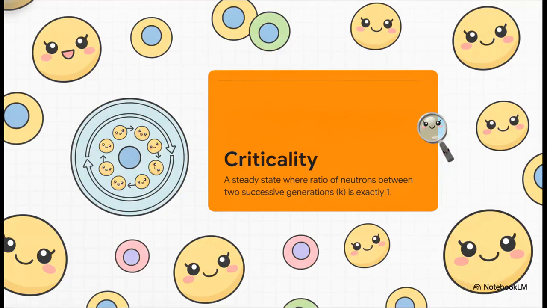When K is exactly 1, right on the money, we hit a steady state known as criticality. For a reactor to achieve this, the exact same number of thermal neutrons must survive into generation 2 as there were in generation 1. It's a perfect, continuous loop. Simple in theory, right? Well, in practice, it's a whole different story.